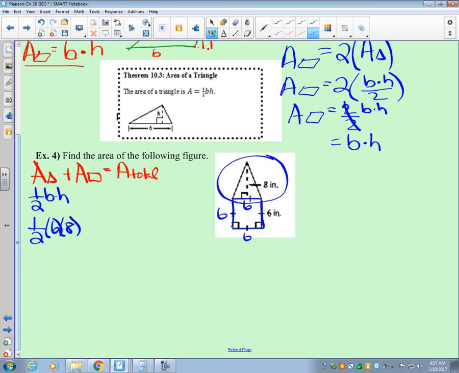Okay. So half of 48 is 24. You can also do it where we take half of 6, which is 3. 3 times 8 is 24. Either way. Okay.